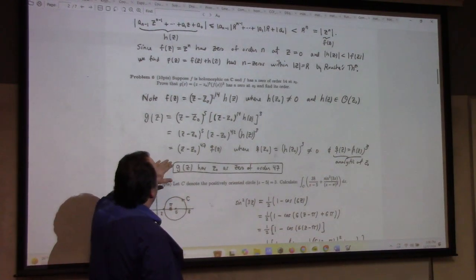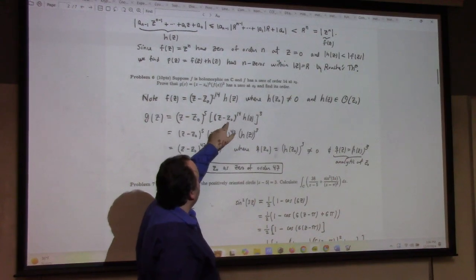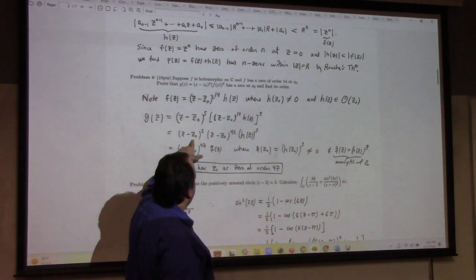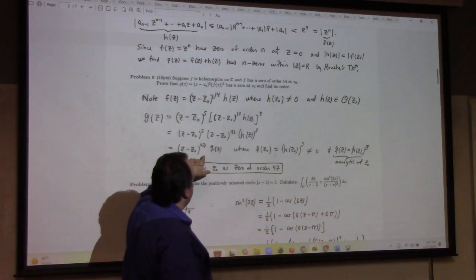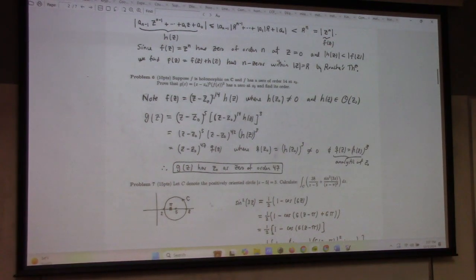So we cube f of z's formula, and when we do that, that gets us 42 from that one and a 5 from this one, which gives us a 47. And then this right here is non-zero, so that means the 0 is order 47. Everybody can get that problem if I ask it again. Not that problem exactly, but you know.